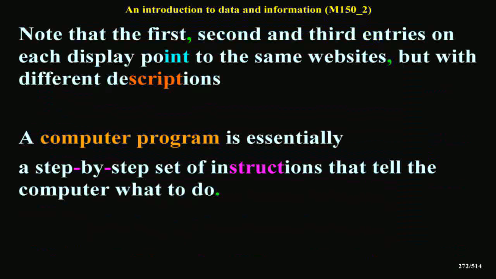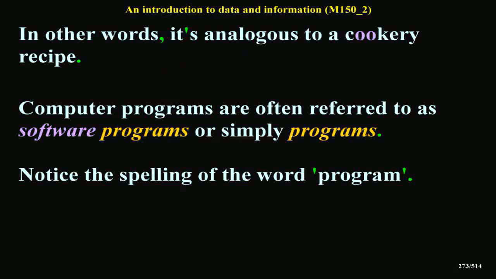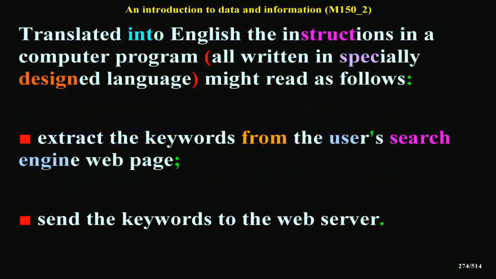A computer program is essentially a step-by-step set of instructions that tell the computer what to do. In other words, it's analogous to a cookery recipe. Computer programs are often referred to as software programs or simply programs. Notice the spelling of the word program. Translated into English, the instructions in a computer program, all written in a specially designed language, might read as follows.